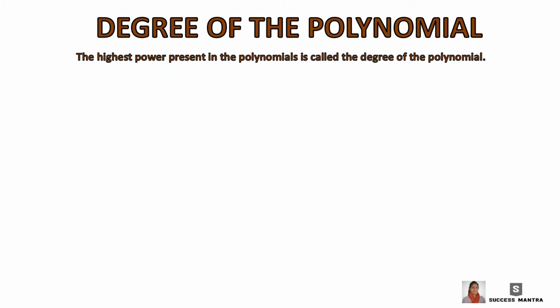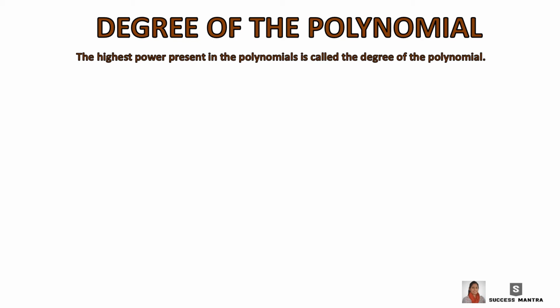Next is the degree of a polynomial. This is a very important topic. That is how to find the degree of a polynomial. The highest power present in the polynomial is called the degree of the polynomial. So if the polynomial expression is like 2x plus 3, the highest degree of x is 1. So 1 is the degree of that polynomial. If the polynomial is like 3x square plus 2x plus 4, the highest degree is x square. That means degree is 2. So the highest power of the polynomial will be the degree of that polynomial.